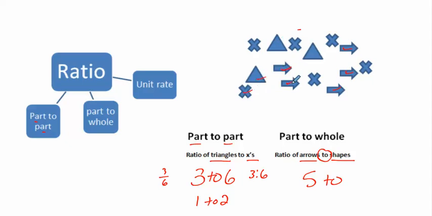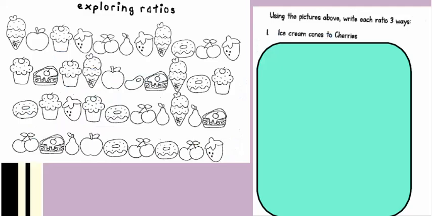So 1, 2, 3, 4, 5, 6, 7, 8, 9, 10, 11, 12, 13, 14 to 14. 5 to 14. Okay? Just like if I were going to write a fraction of arrows to shapes, it's still 5 arrows out of all the shapes. So that looks like a fraction. Okay? All right, let's do a couple more here. You don't have this on your notes page, but you can. I want you to do a couple of these examples.